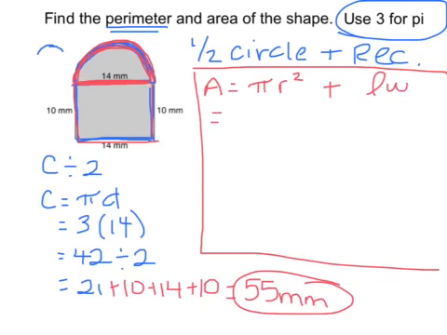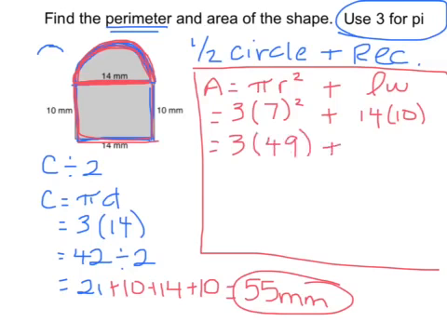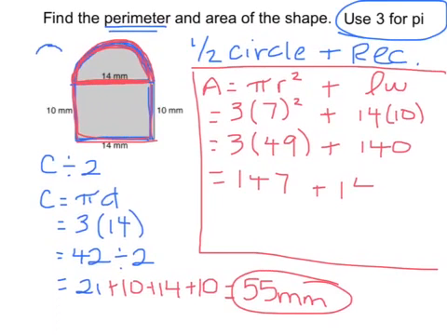All right, let's go ahead and substitute. So pi is 3 in this case. The radius of the circle would be 7 squared. And then the rectangle portion, the length and the width, is that 14 times the 10. All right, so I need to square 7 first. 7 squared is 49. And I can go ahead and do 14 times 10, which is 140. Now we need to multiply 3 times 49, which is 147. You can always go over to the side and take care of that. So I've got my 140.